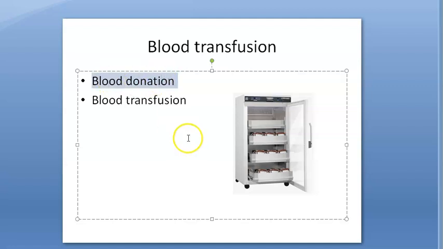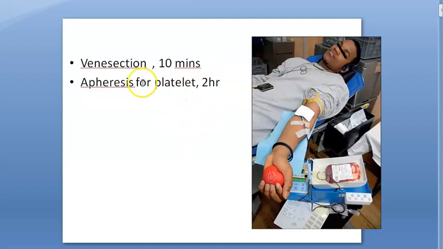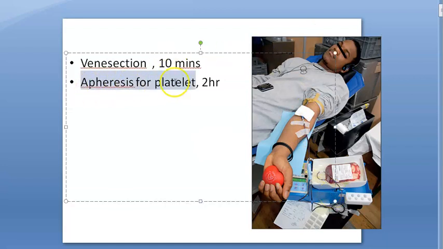Okay, we'll first collect the blood. How to collect the blood? You'll have to do a venesection. It will take around 10 minutes to collect around 400 ml of blood. And then you can also do an apheresis if you want to collect platelets, but that will take 2 hours and you'll have to puncture both hands. So if you're collecting only platelets from a person, it will take a lot of time and you have to do 2 punctures, and you should also have this apheresis machine.